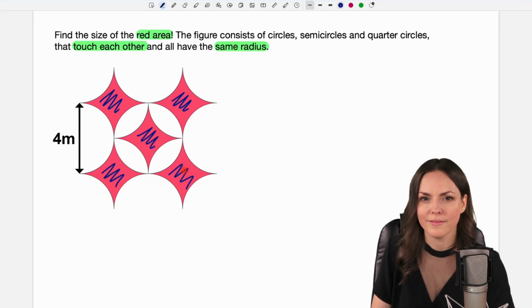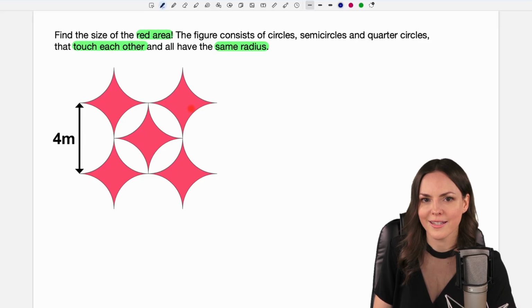It would be enough to find the area of one of these red stars because all of them have the same size. And if we find the area of 1, we can just multiply the result by 5 and get the total red area. I'm curious how you're going to solve this problem, so please let me know in the comments. I'm going to show you a way how to do it.